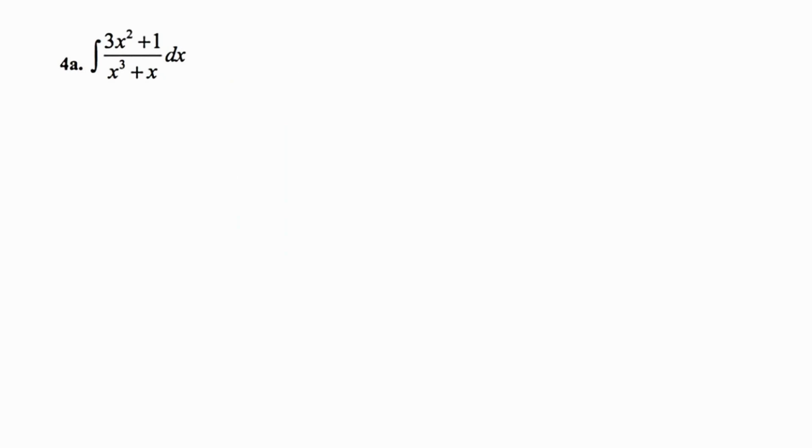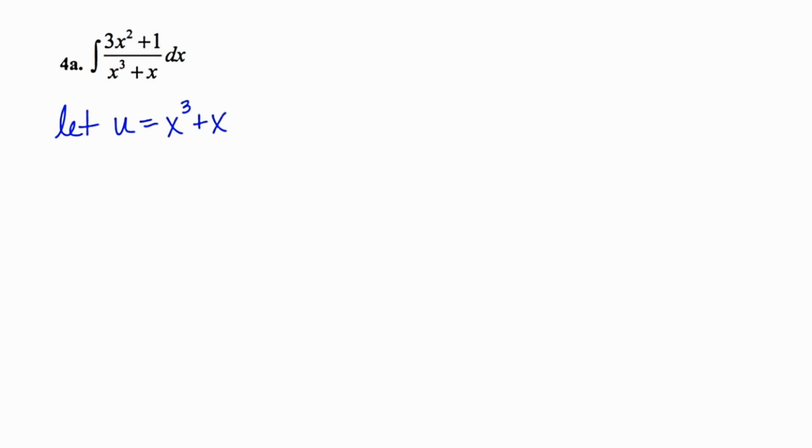So now we're on the fourth slide, example 4a, and we're asked to find the antiderivative, or to integrate (3x squared plus 1) over (x cubed plus x). Now I'm going to scan my denominator, which says x cubed plus x, and its derivative would be 3x squared plus 1. So it looks like we've hit the jackpot here, because the numerator is merely the derivative of the denominator. So let's do our u substitution to be sure, and let's allow the denominator to be u.